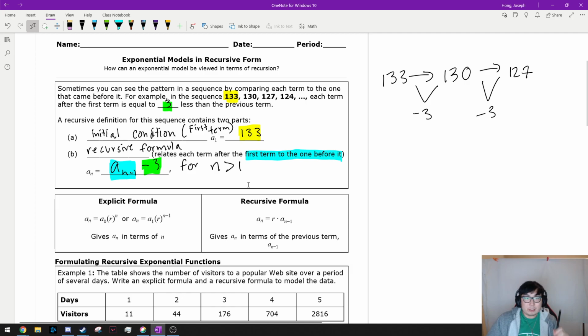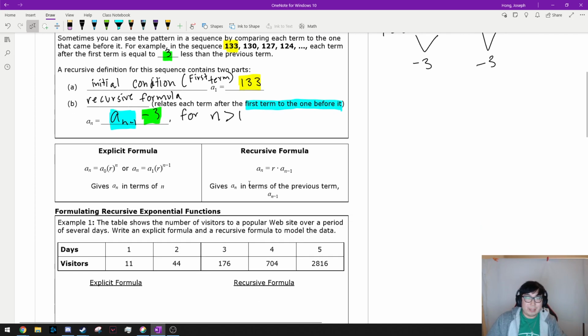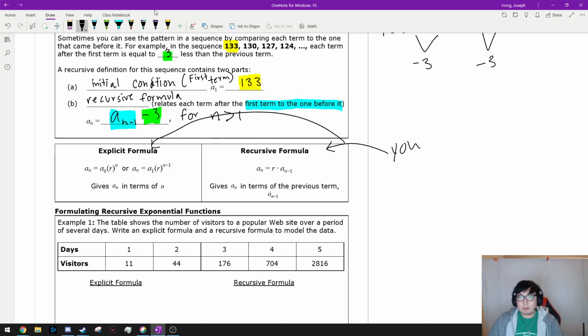So for us to really do this, there are two choices, but you're responsible for knowing both, both recursive and explicit. You must know both types, for you to say, I learned this at an Algebra 2 level.